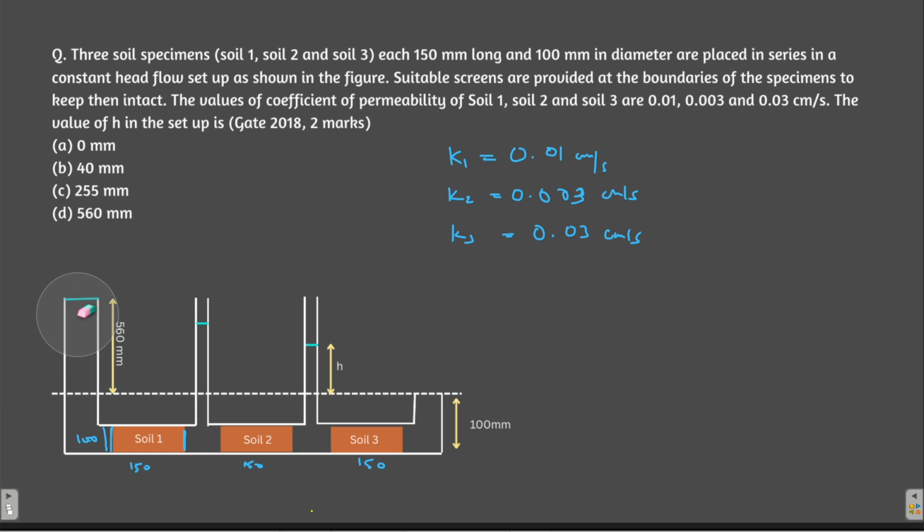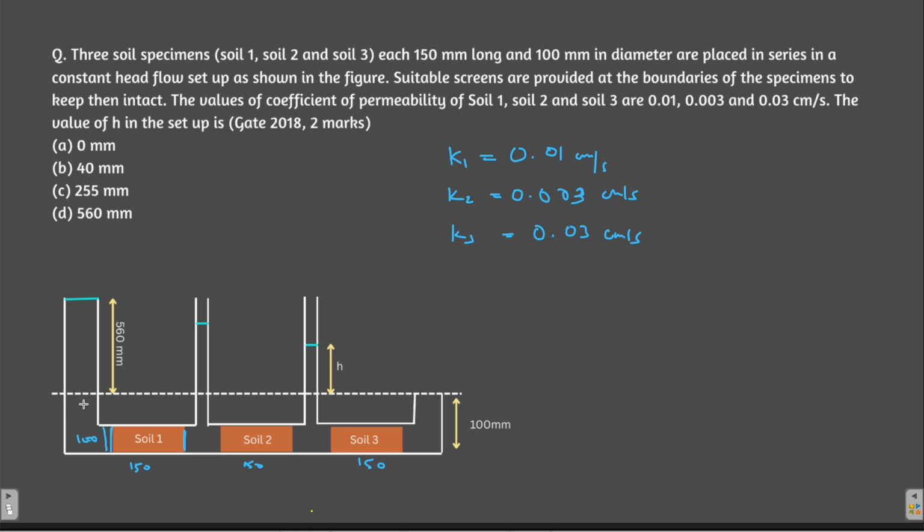It's very important that you understand how to calculate the head loss. If I ask you the total head loss, the initial head is 560 and the final head is 100. It is very obvious that you will do 560 minus 100, that is 460 as the head loss, but it's wrong. Why is it wrong? Because you have to fix the datum.